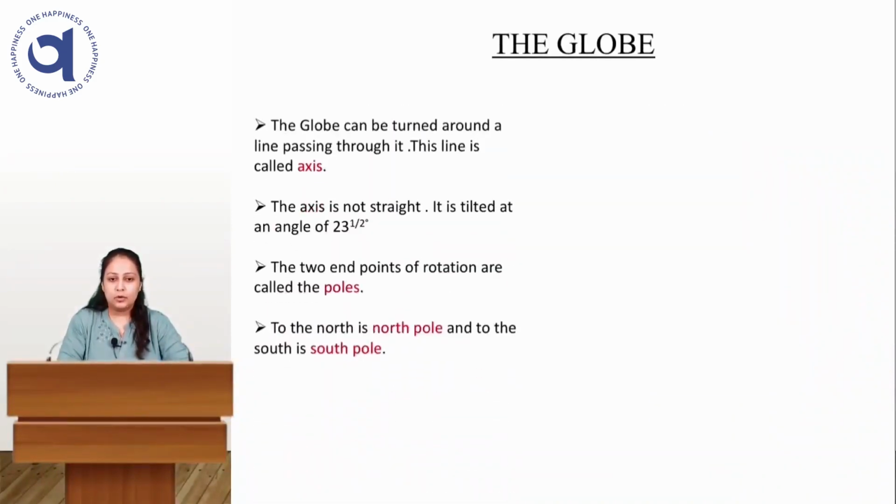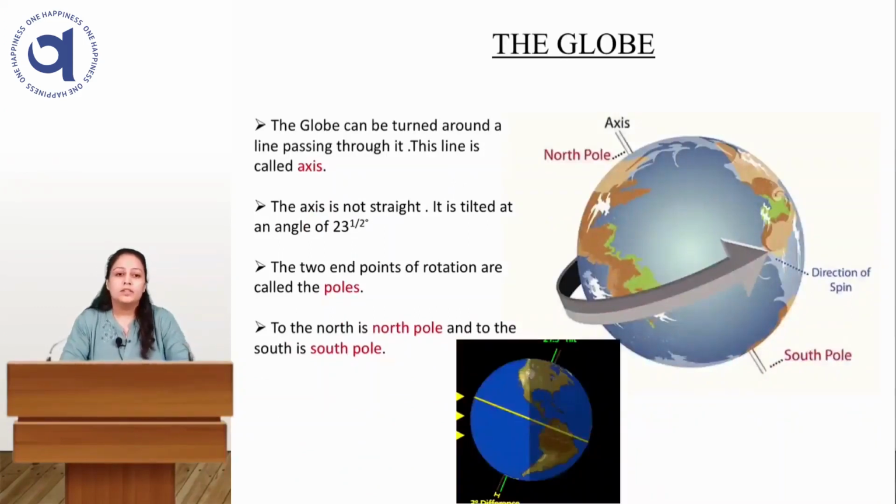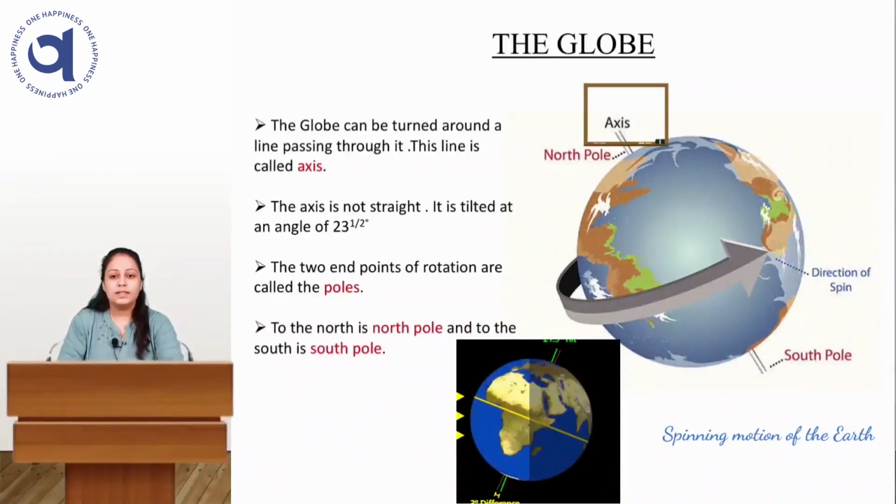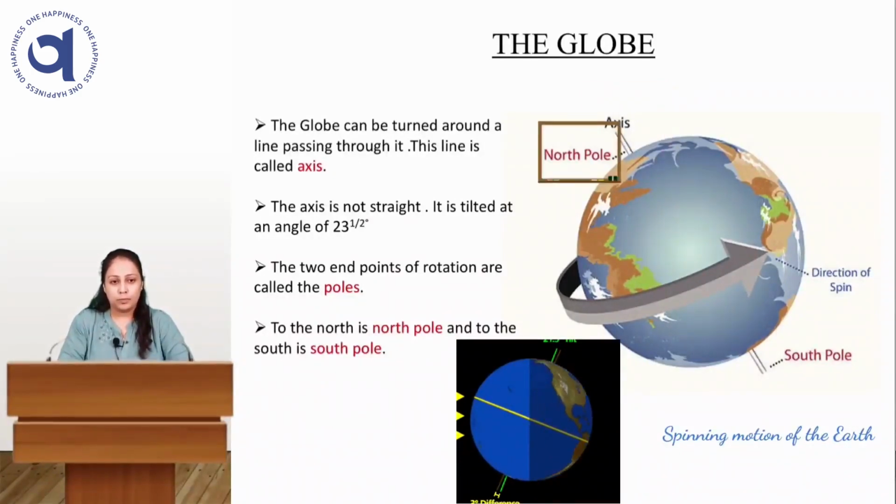Now let us learn about the globe. Children, the globe can be turned around a line passing through it, and this line is known as axis. You can see the axis over here on the screen, right? What is axis? Axis is an imaginary line that runs from North Pole to South Pole, around which our earth spins, and that line is known as axis. Axis is not straight, as you can see. It is tilted at an angle of 23.5 degrees.